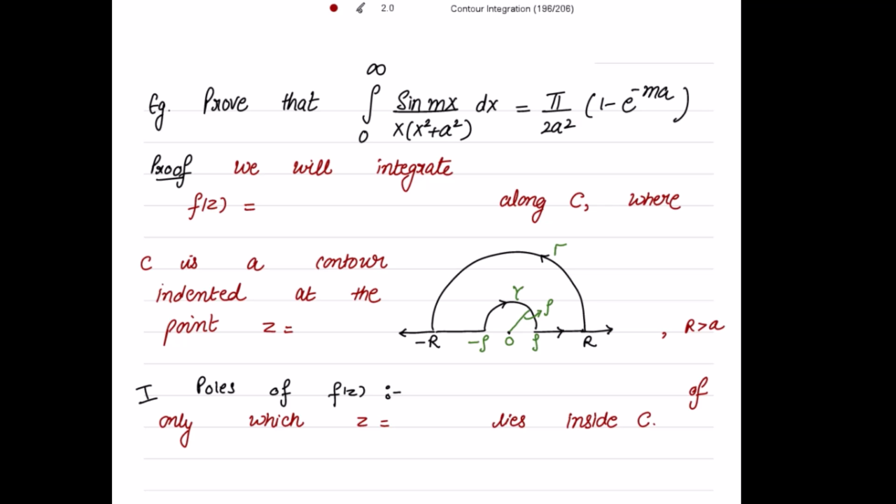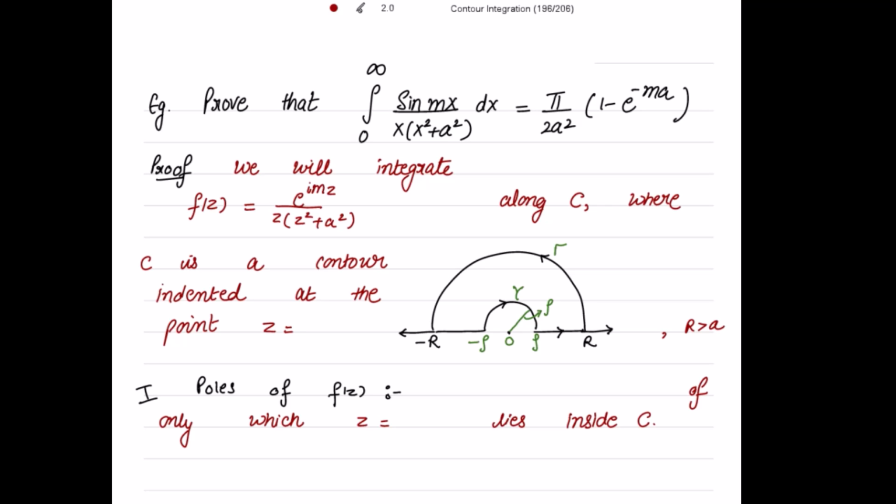In the numerator, I'm having sine of mx. So we will integrate f(z) is equal to, in the numerator, e the power iota mz, and the denominator will be x into x square plus a square, so this will be z into z square plus a square. So we will integrate this f(z) along C, where C is a contour indented at the point.